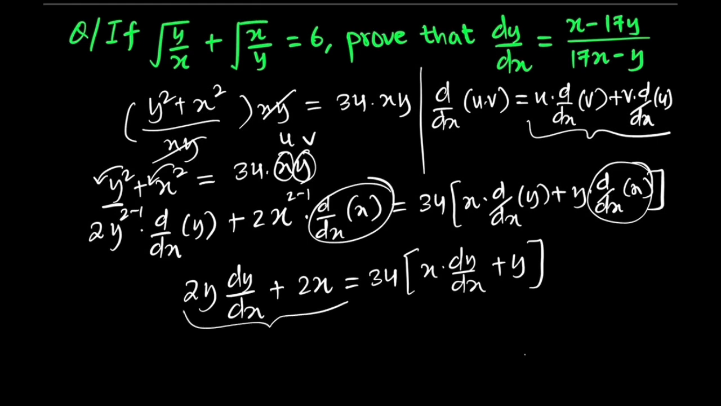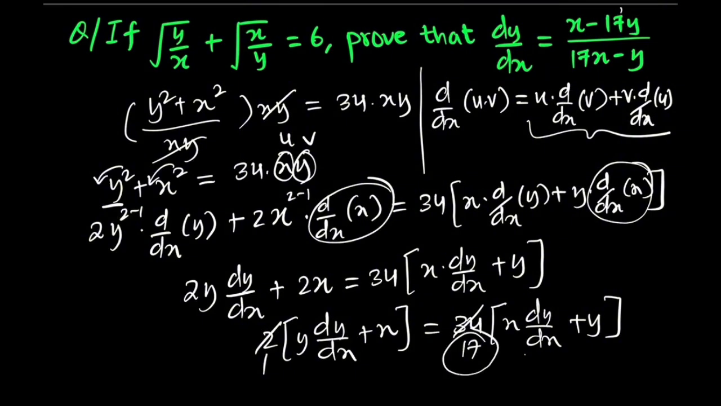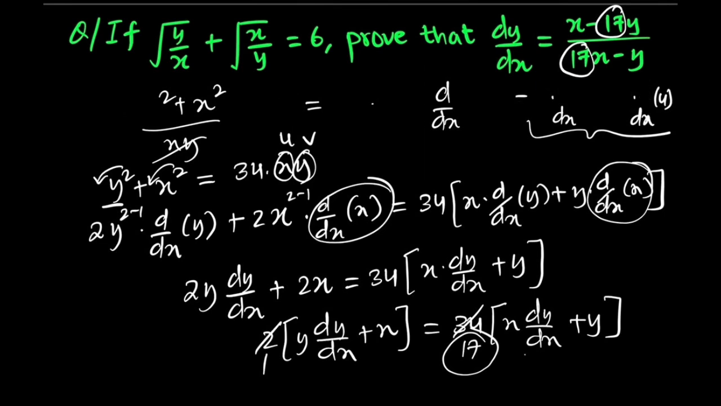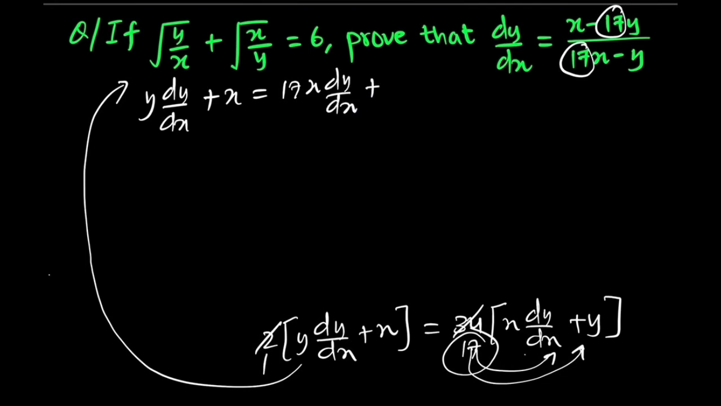Since a 2 is common on this side, take it out separately. 2 times y dy over dx plus x equals 34 times x dy over dx plus y. 2 times 1 is 2 and 2 times 17 equals 34. And now you see that there is 17 in the answer part. So which means we are a few steps away from the answer. Let me erase this part and let me write this on top. y dy over dx plus x equals, distribute this 17 to both of these terms, so it becomes 17x dy over dx plus 17y.